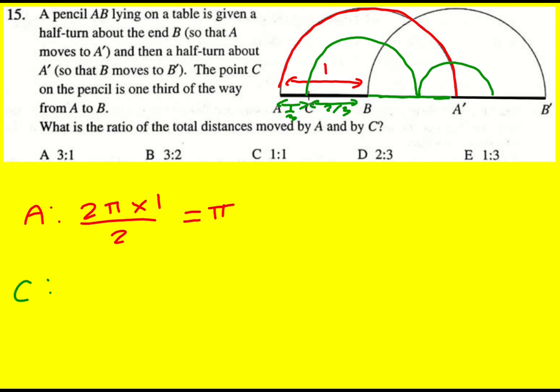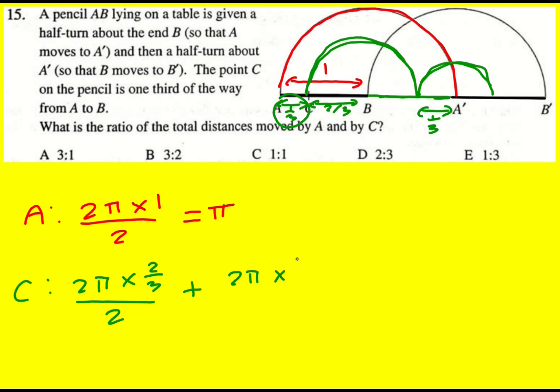So on the first bit, it's going to be 2 pi times 2/3 over 2. And on the second part, this is now going to be a third. It's the bit left over. It's the same as that third over there. So I'll be adding 2 pi times a third over 2. And actually, I can cancel out those 2's. I'm just going to get 2/3 pi plus a third pi. It's going to also give me pi. And therefore, the ratio of the total distances moved by A and by C is actually going to be 1:1.